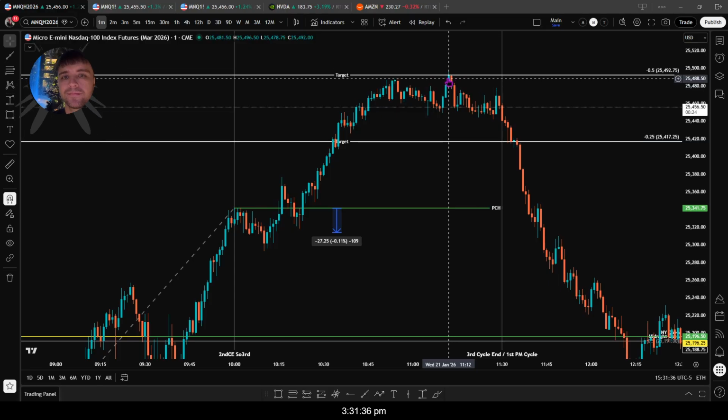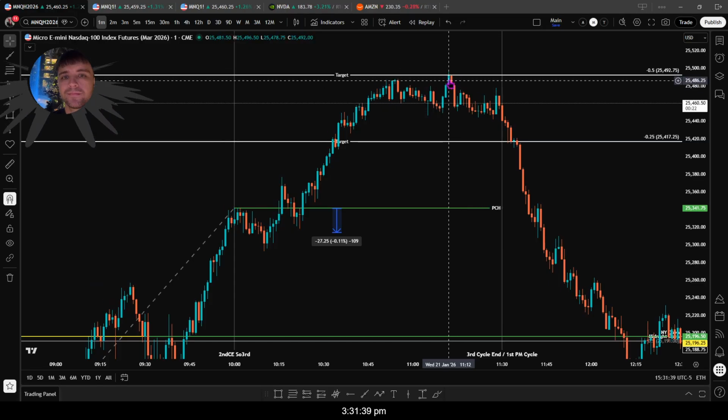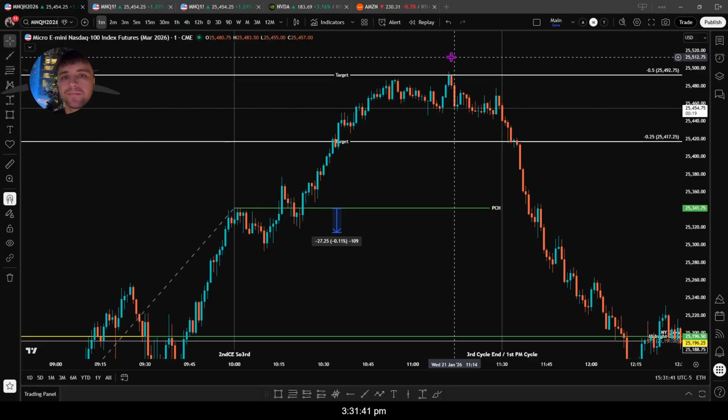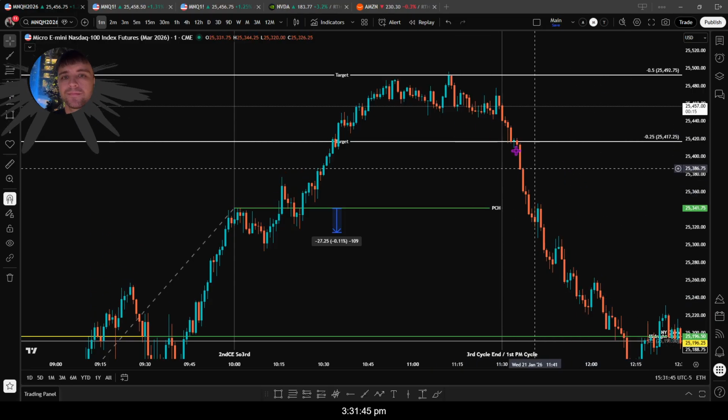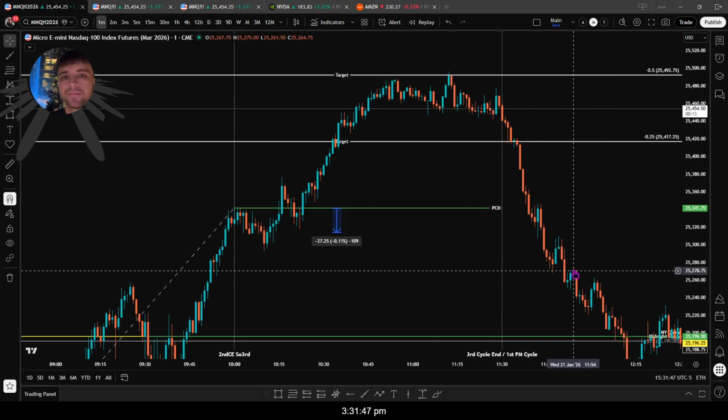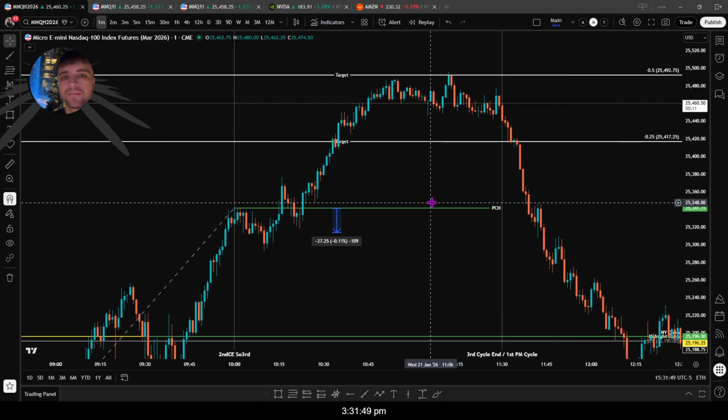And as we can see, we did reject at the second standard deviation pretty good. And then we just ended up coming right back down. So very good trade today.